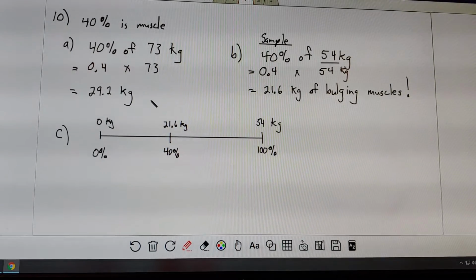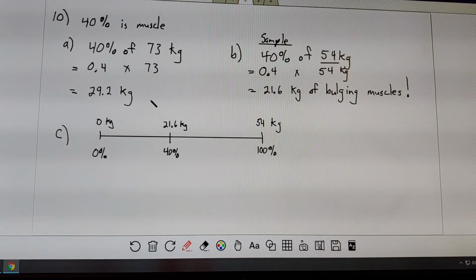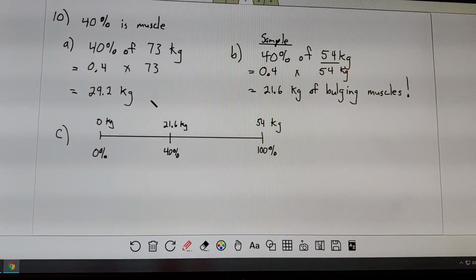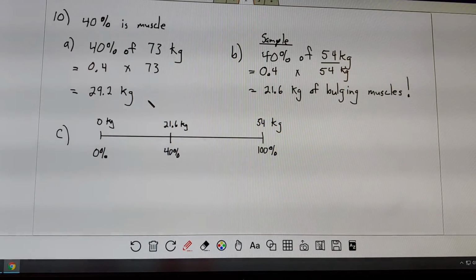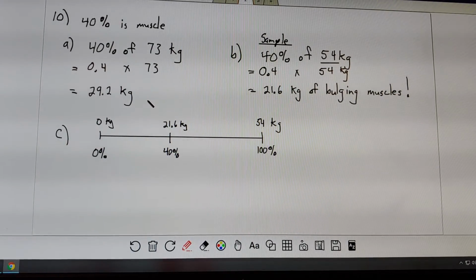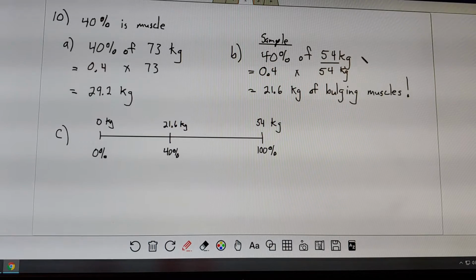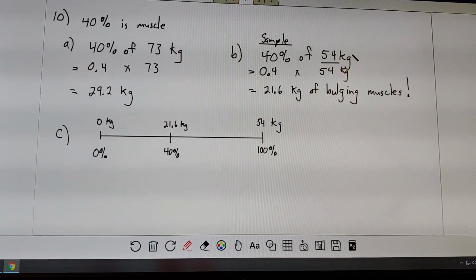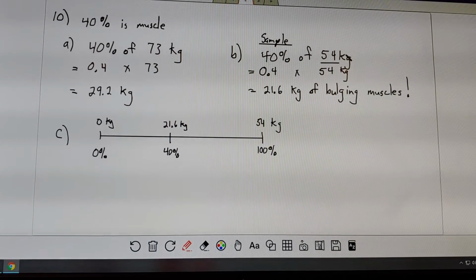For part B, it said, how much of your body is muscle and how do you know? So what do you got to do? Well, you hop on a scale and just weigh yourself. If it happens to be in pounds, because that's what your scale is, not kilograms, it's fine. It doesn't really matter. It's just the experience of doing this. And then you want to find what 40% of your body weight is.